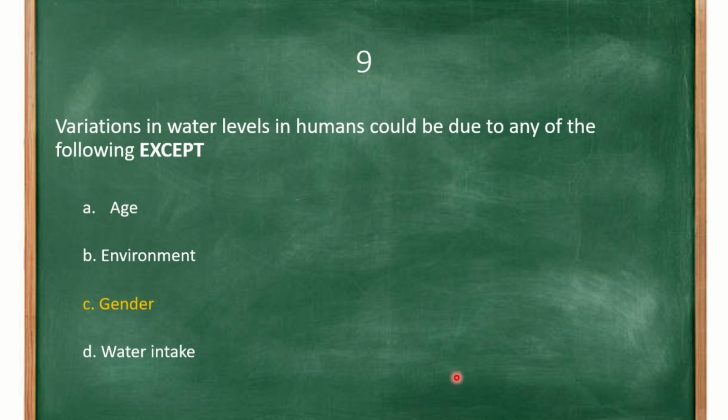Then water intake. Yes, water intake directly affects hydration levels. Increased intake can improve hydration, while insufficient intake can lead to dehydration. So the answer for question 9 is C, gender, which we're saying doesn't really affect the variation in water levels in humans.